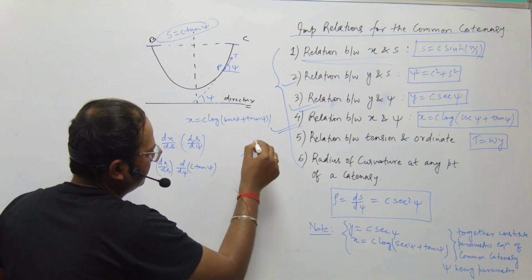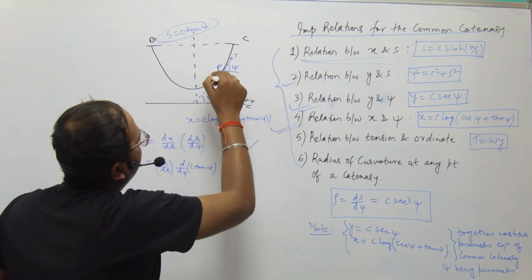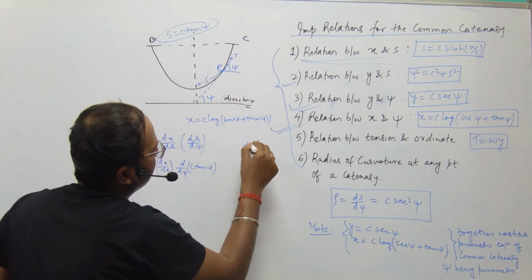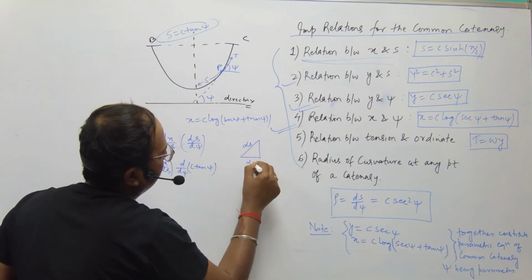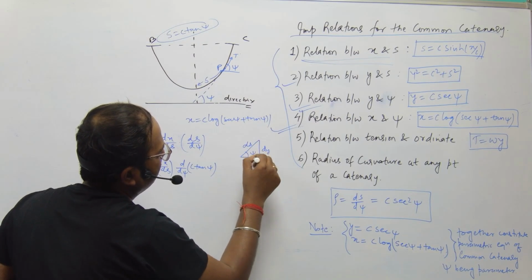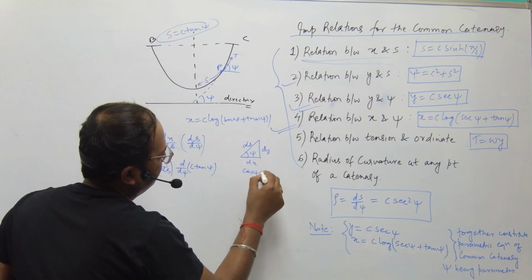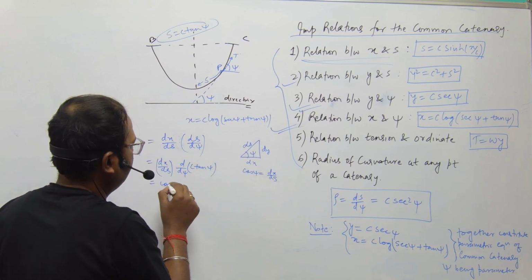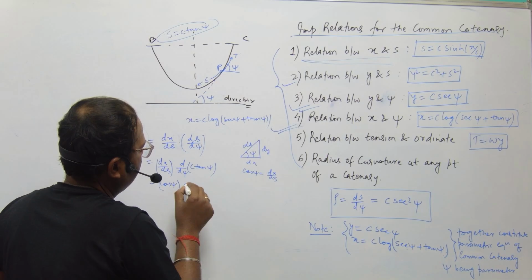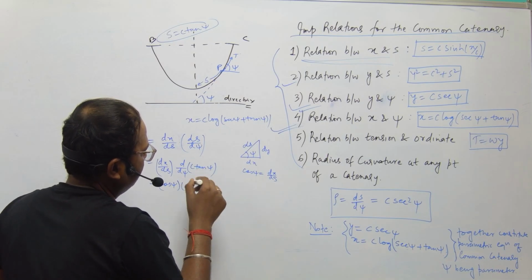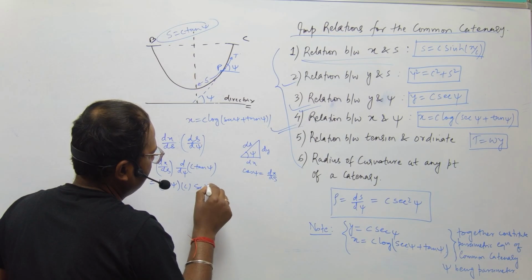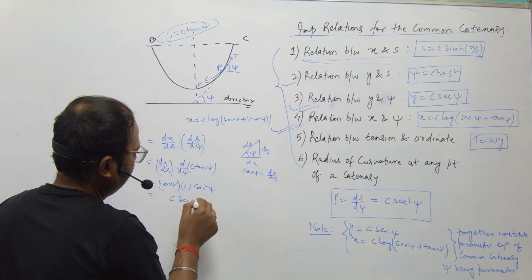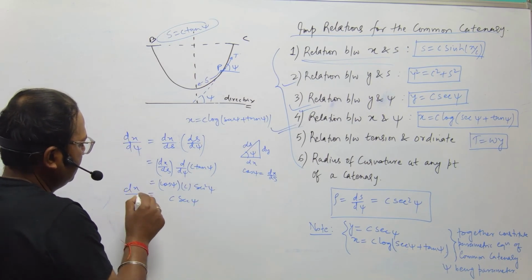The total curved distance is s. The differential value of s is ds, of x is dx, of y is dy, and this is psi. So we have cos psi is equal to dx upon ds. So this is cos psi into c times the differentiation of tan psi, which is sec square psi. So this is equal to c sec psi. This is dx upon d psi.